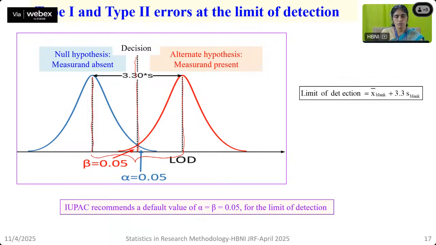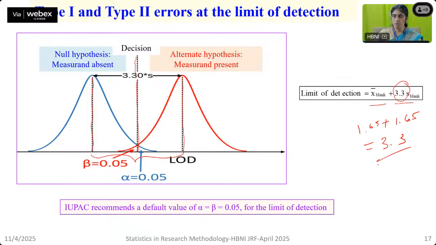When you do instrumental analysis, a person or a company or a manufacturer quotes the limit of detection of a measuring device as nothing but the average of the blank plus 3.3 times sigma of the blank, or standard deviation of the blank. This 3.3 comes from 1.65 corresponding to alpha and another 1.65 corresponding to beta error of the red curve. So that corresponds to 3.3.